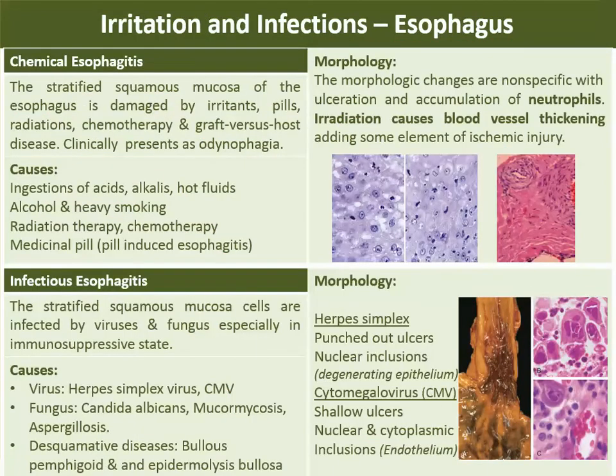So now coming to the irritations and infections of the esophagus, let us finish the first, irritation. Irritations are mainly due to some chemical substances, that is called chemical esophagitis. The stratified squamous mucosa of the esophagus is damaged by irritants, some drugs, pills meaning drugs, radiation therapy, chemotherapy, and another condition called graft versus host disease. You know GVHD, graft versus host disease. In immunology they took this.